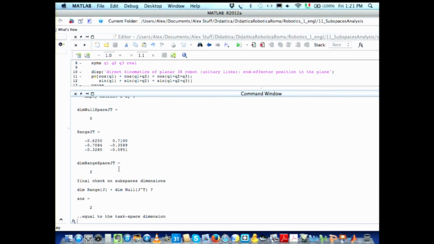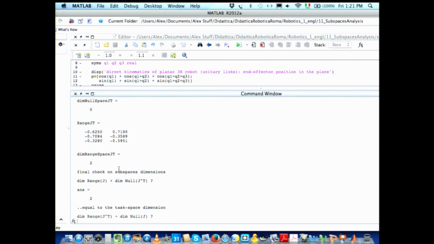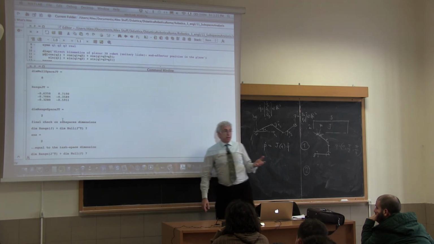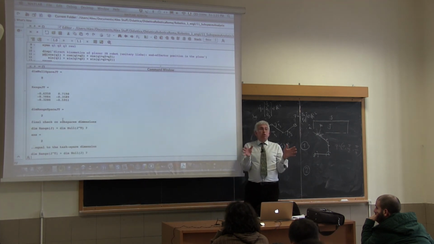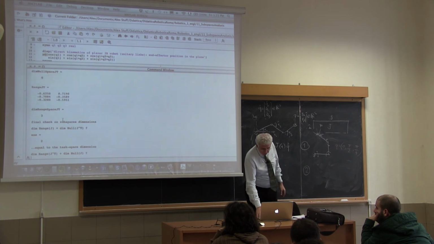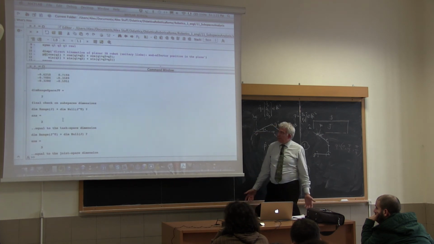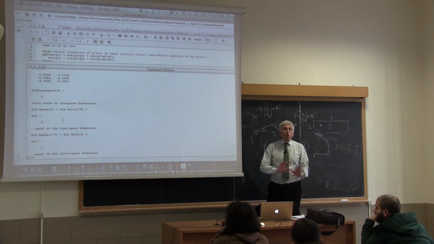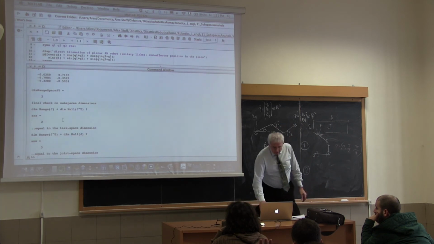And similarly, if I check the sum of the dimension of the null space of J in the joint space of dimension 3 and of the range of J transpose, again in the same dimension, this should cover all the dimension of the joint space, so should be equal to 3, and in fact, this is correct. This is always the case, okay?